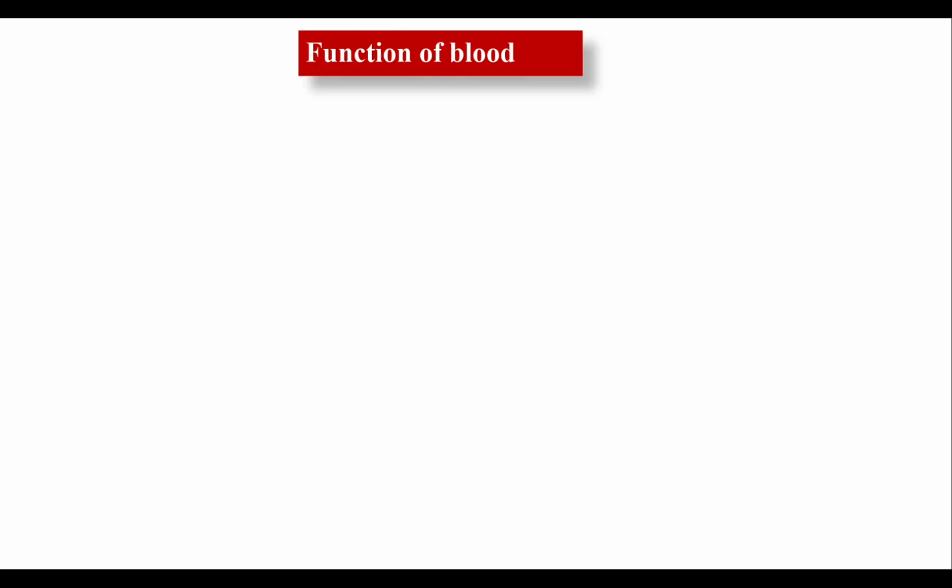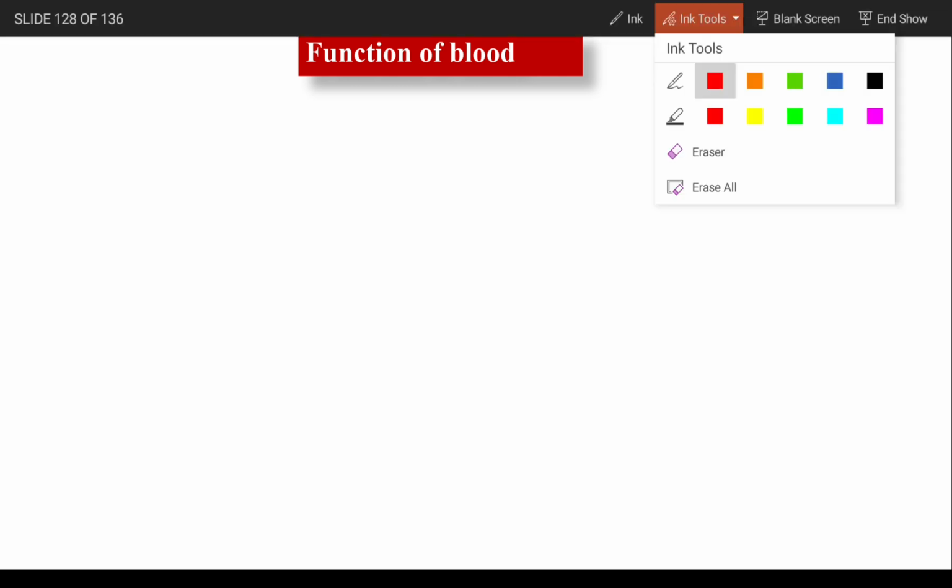Okay, now let's talk about functions of blood. Blood has three main functions in the human body. These are the transport of substances, protection against diseases, and regulation of body temperature. Okay, so let's talk about the important function. Here I am going to write down all the functions one by one.